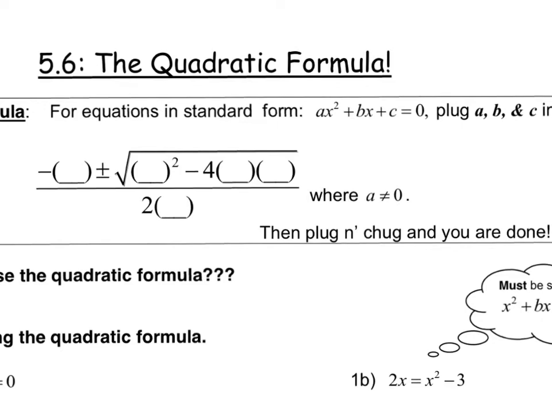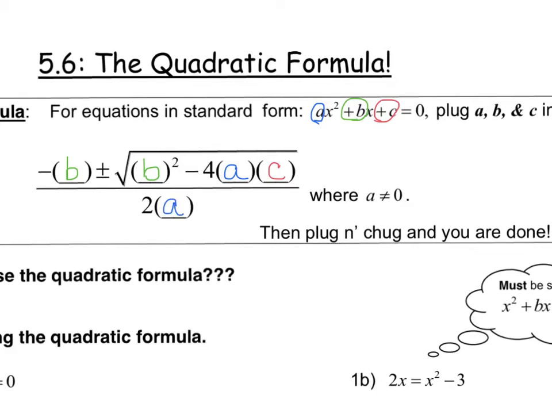The last way we're going to learn to solve quadratics is the quadratic formula. So if you have something in standard form where a is first in front of the x squared, and then you have bx, and then you have c, we're going to take each of those numbers and plug them into the quadratic formula, which goes like this. Negative b plus or minus the square root of b squared minus 4 times a times c, all divided by 2 times a. So fill those letters in.